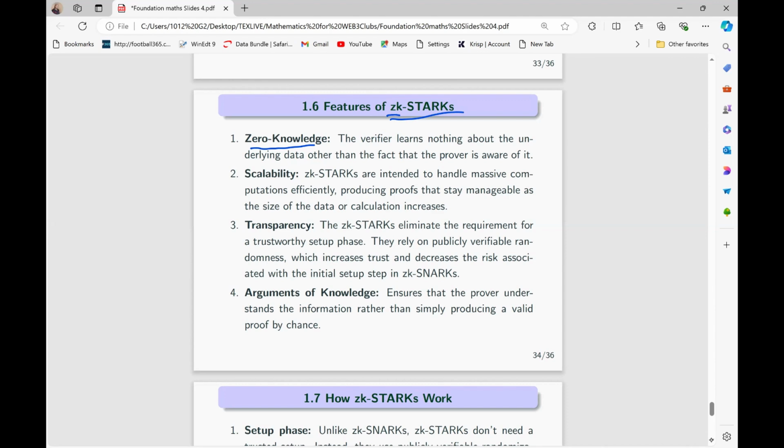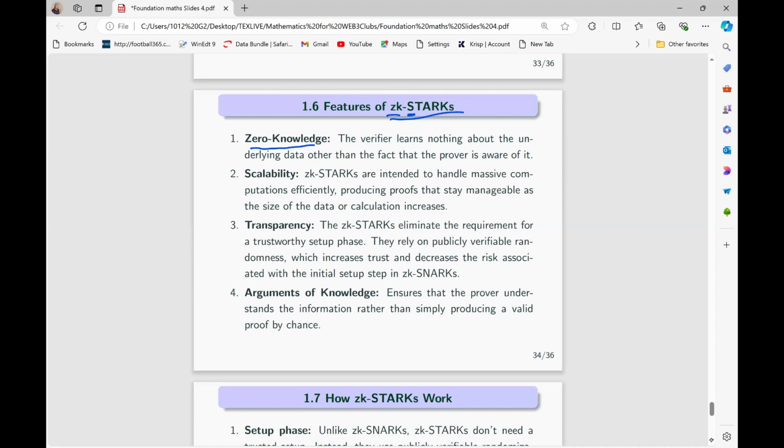Now, there's a slight difference from the other one. Of course, we have the S, which was not there. And this one means scalability. ZK stacks are intended to handle massive computations efficiently, producing proofs that stay manageable as the size of the data or calculation increases.